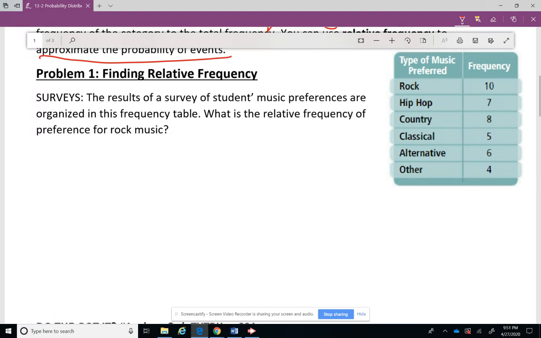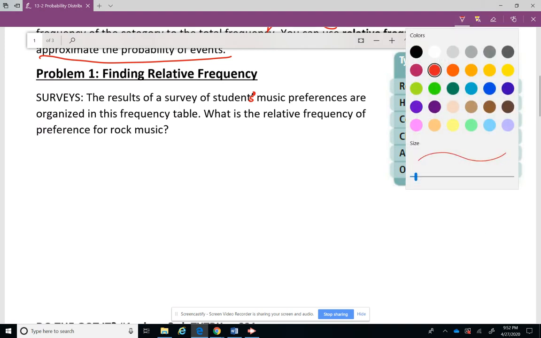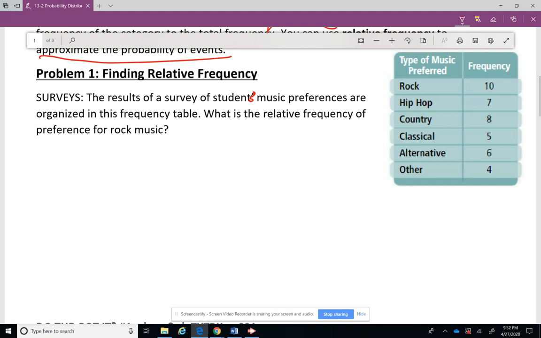The survey on the right, the results of a survey of students' music preferences, is organized in this frequency table. Now this should be an S with an apostrophe. I'll fix that in your copy. So this is a frequency table. You see how often something occurs, frequent. What is the relative frequency of the preference for rock music? There's a couple of things that you're going to have to do to find this out.